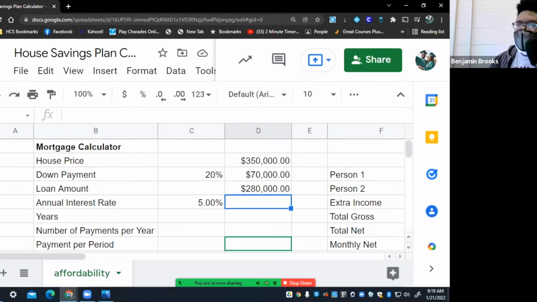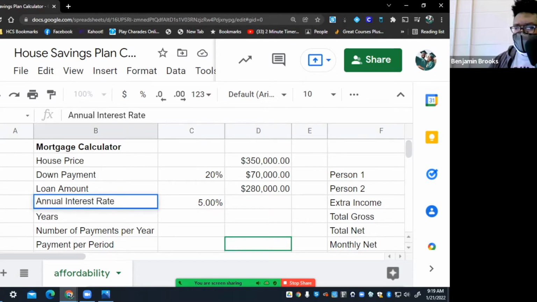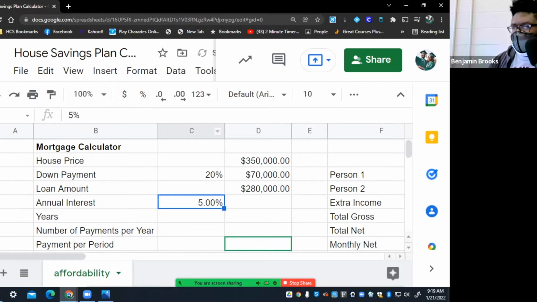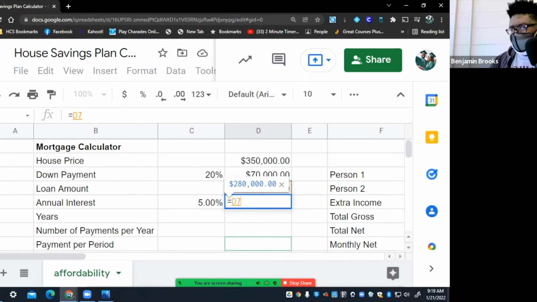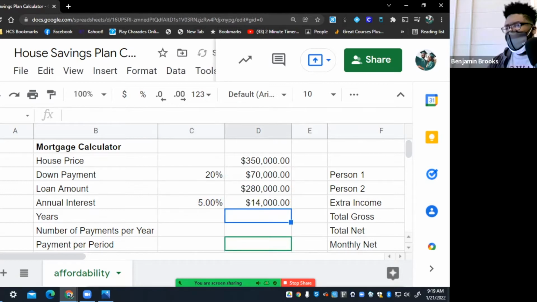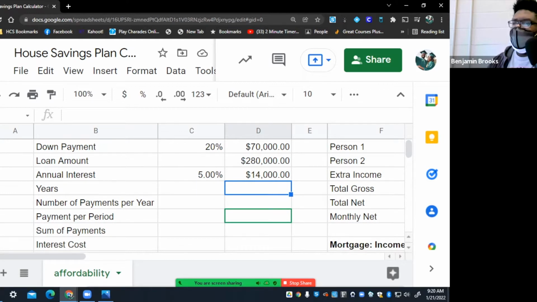Now, the annual interest payment that you're actually going to be paying, and actually instead of annual interest rate, I'm just going to say annual interest, because this is how much you're going to be paying in interest. So let's do that real quick. 280 times 5. So it's going to be equals this cell times this cell. And you can highlight a cell by just clicking on it once you hit equals. Okay. So this is how much you would be paying in interest per year: 14,000.